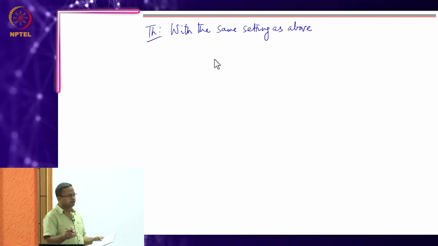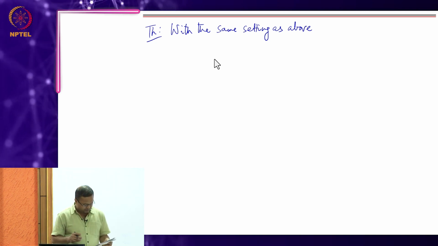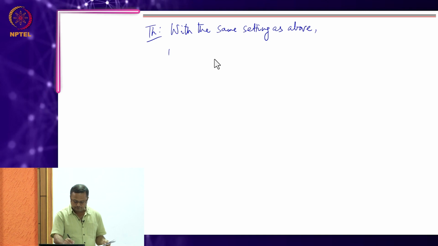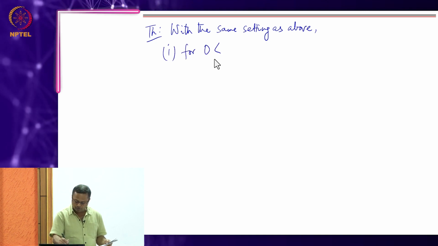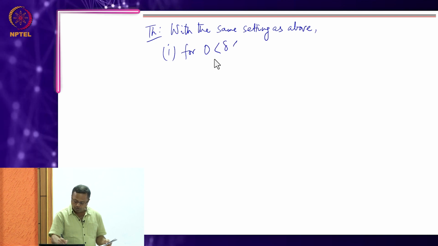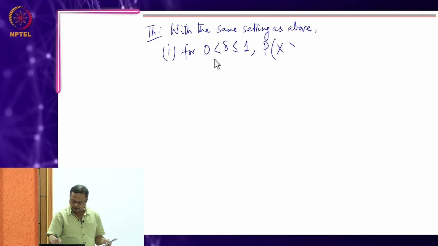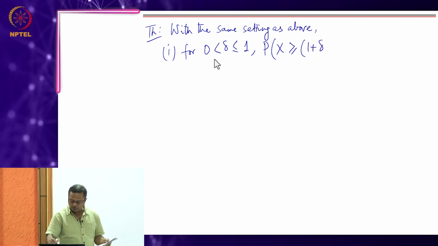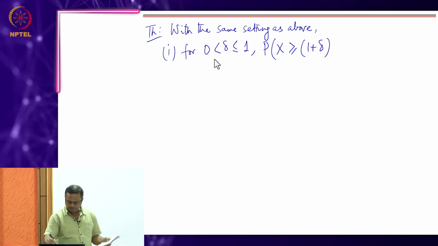Same setting, meaning n 0, 1 independent Poisson trials. Prove that for 0 less than delta less than or equal to 1, probability x greater than or equal to. So, you are varying delta in particular ranges.